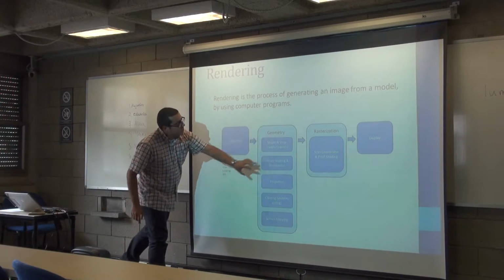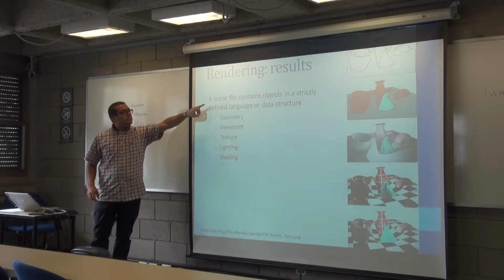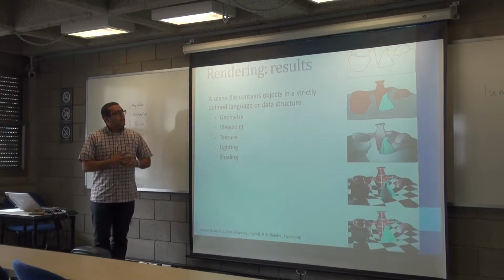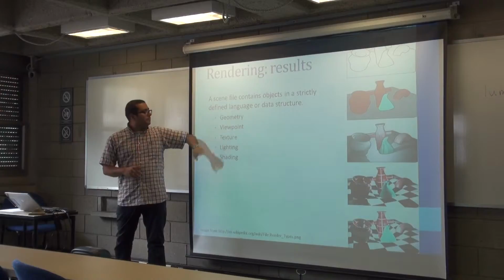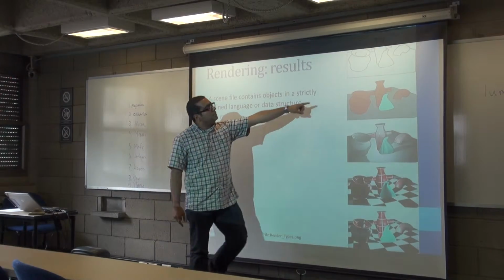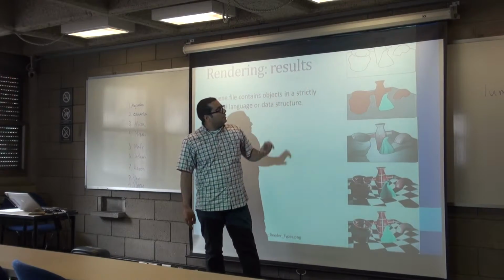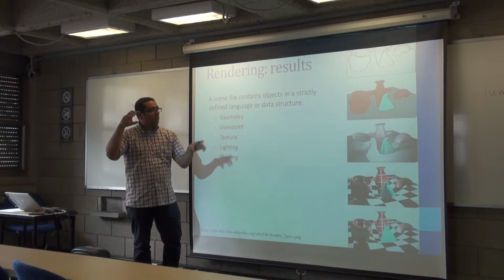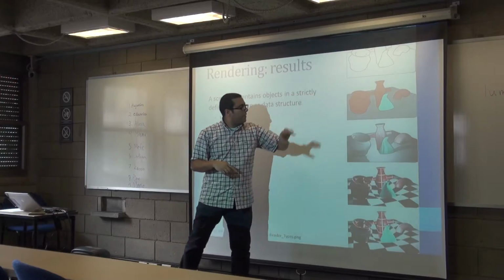To generate this geometry, I need a scene. A scene is a set of objects that are defined in a structured language, and it describes the geometry. So for example, in this image we can see the geometry. After that, I have a viewpoint that is a camera, so I need the position and the type of camera.